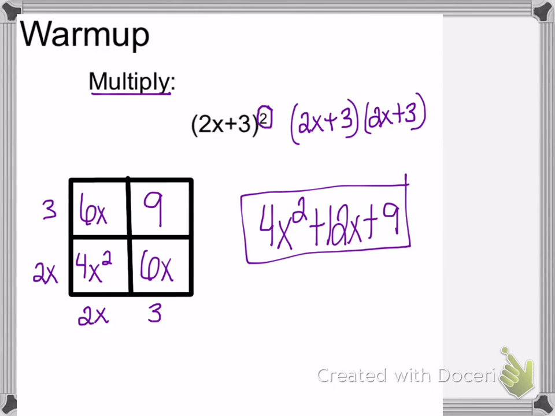So the one thing that I wanted you to notice is that the 2x plus 3 being squared means 2x plus 3 times 2x plus 3. That way we're able to see the length and the width of our generic rectangle. You can also see my work within the generic rectangle, and after combining like terms, my final answer is 4x squared plus 12x plus 9.